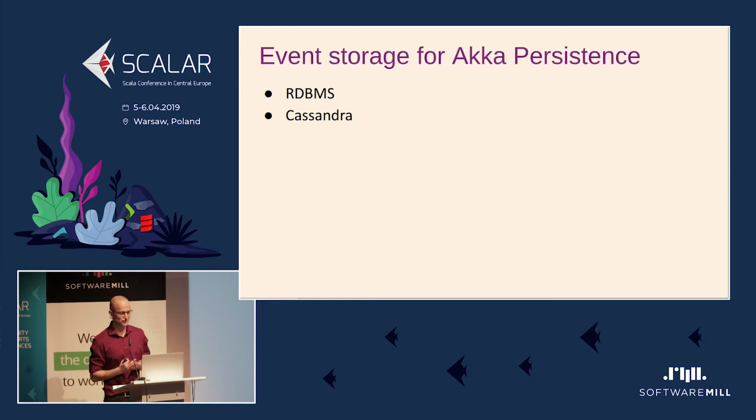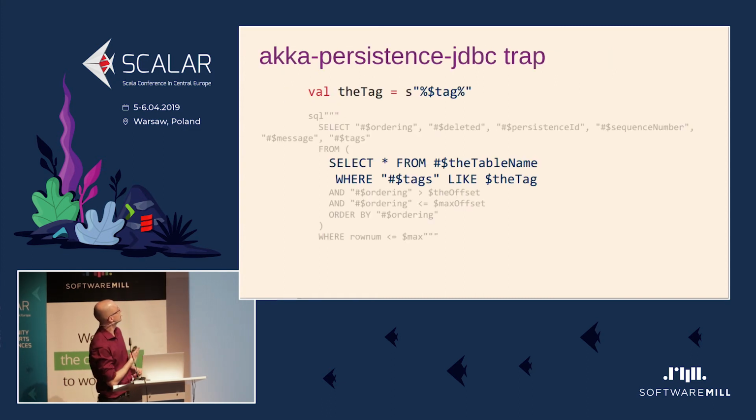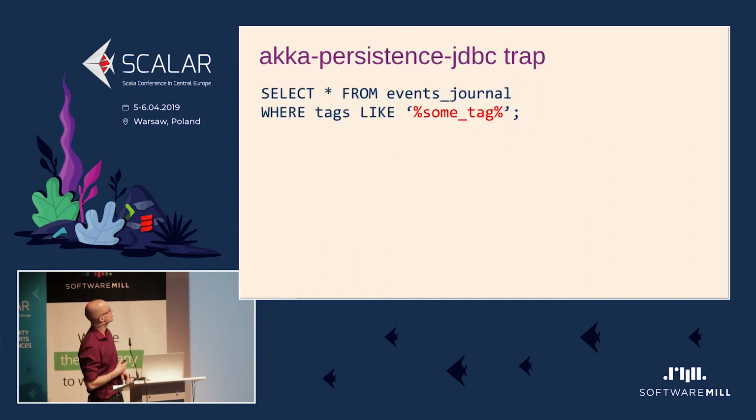It depends on your load, because relational databases were designed to work on a single host, and vertically scaling a single host will be a problem sooner than later. Also, you might face a very interesting problem. So here's a snippet from akka-persistence-jdbc implementation. I will just extract the most important part. So we have a select statement from events journal where tags like some tag.